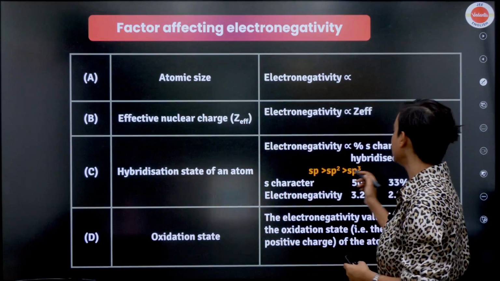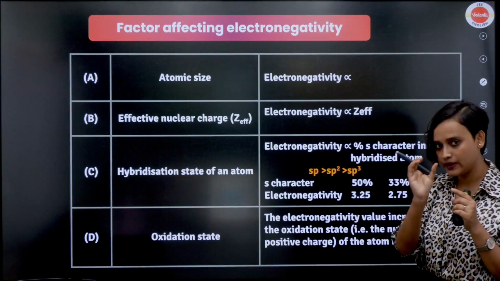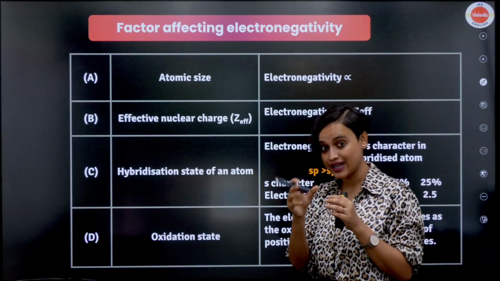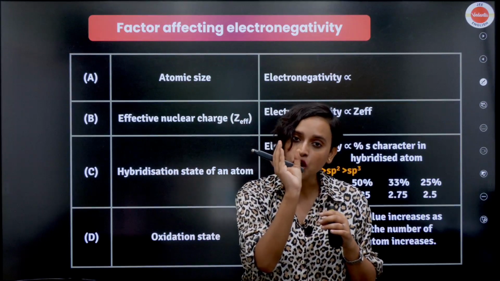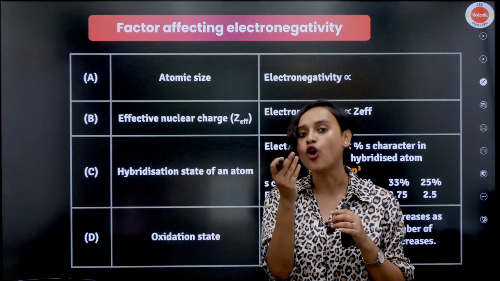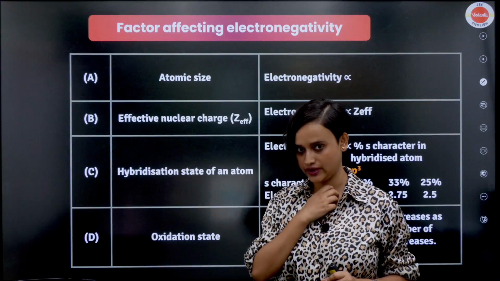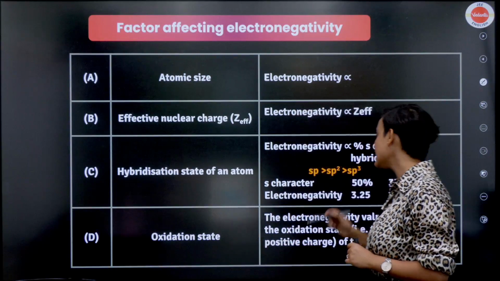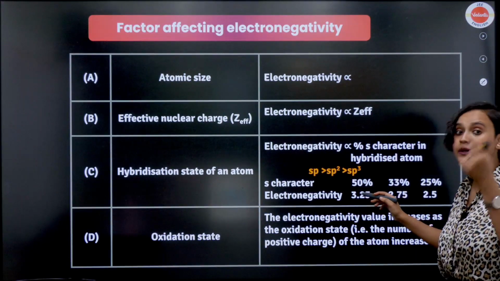So you see that the percentage S character in any hybridization like SP, SP2, SP3, the amount of S character that is present, that also dictates the electronegativity. Okay. So if there is S and P, then there is 50% S character.